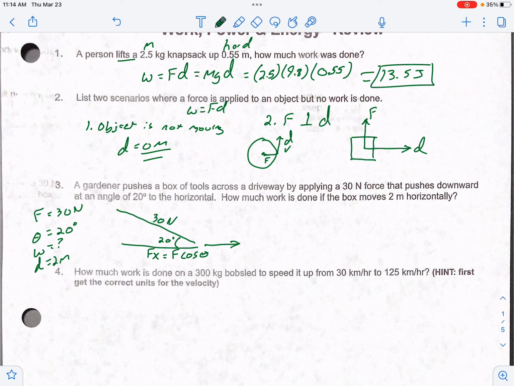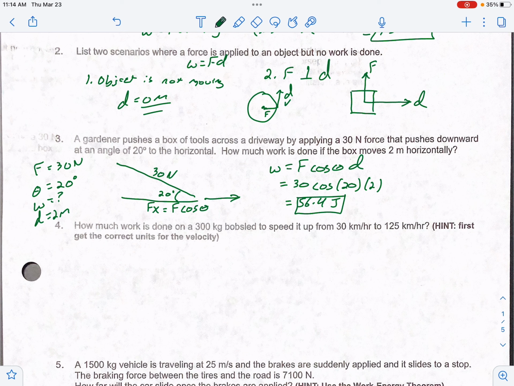Now, we also talked about this: anytime we give you an angle, the equation you're going to use for work is force times cosine of your angle times distance. It just ends up being the same thing every time. So my force is 30, cosine of my angle, which is 20, and my distance is 2 meters. Now make sure you are in degree mode, not radian, and you get 56.4 joules.